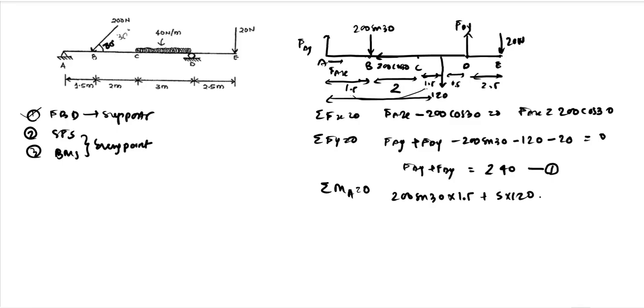And we also have FDY, which is acting upward, so it will be an anti-clockwise moment, so we will write negative for that. And the total distance which we have is 5 plus 1.5, which is 6.5. And we also have the 20 Newton force acting at E, in the clockwise direction, so again it will be positive. 20 into 6.5 plus 2.5 will give you 9.